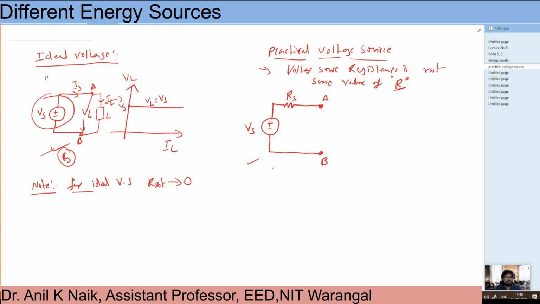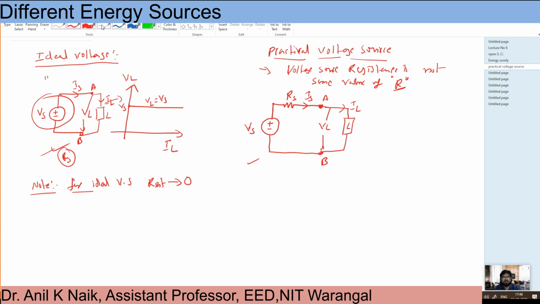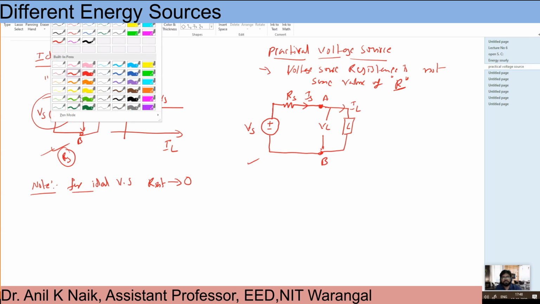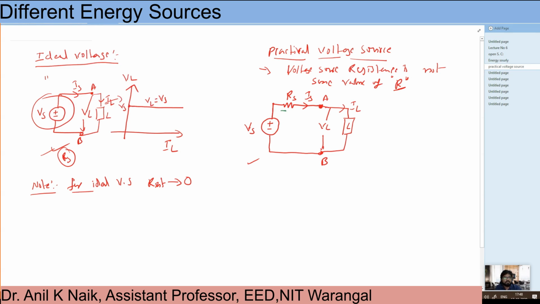Now I'm going to connect a load here. So my load is there, and this is my VL, and this is my IL, and this is IS coming like this. After assigning all these different values, I need to write the expressions here. So this is plus and minus, I know RS and IS, and this is the plus and minus of this particular voltage.